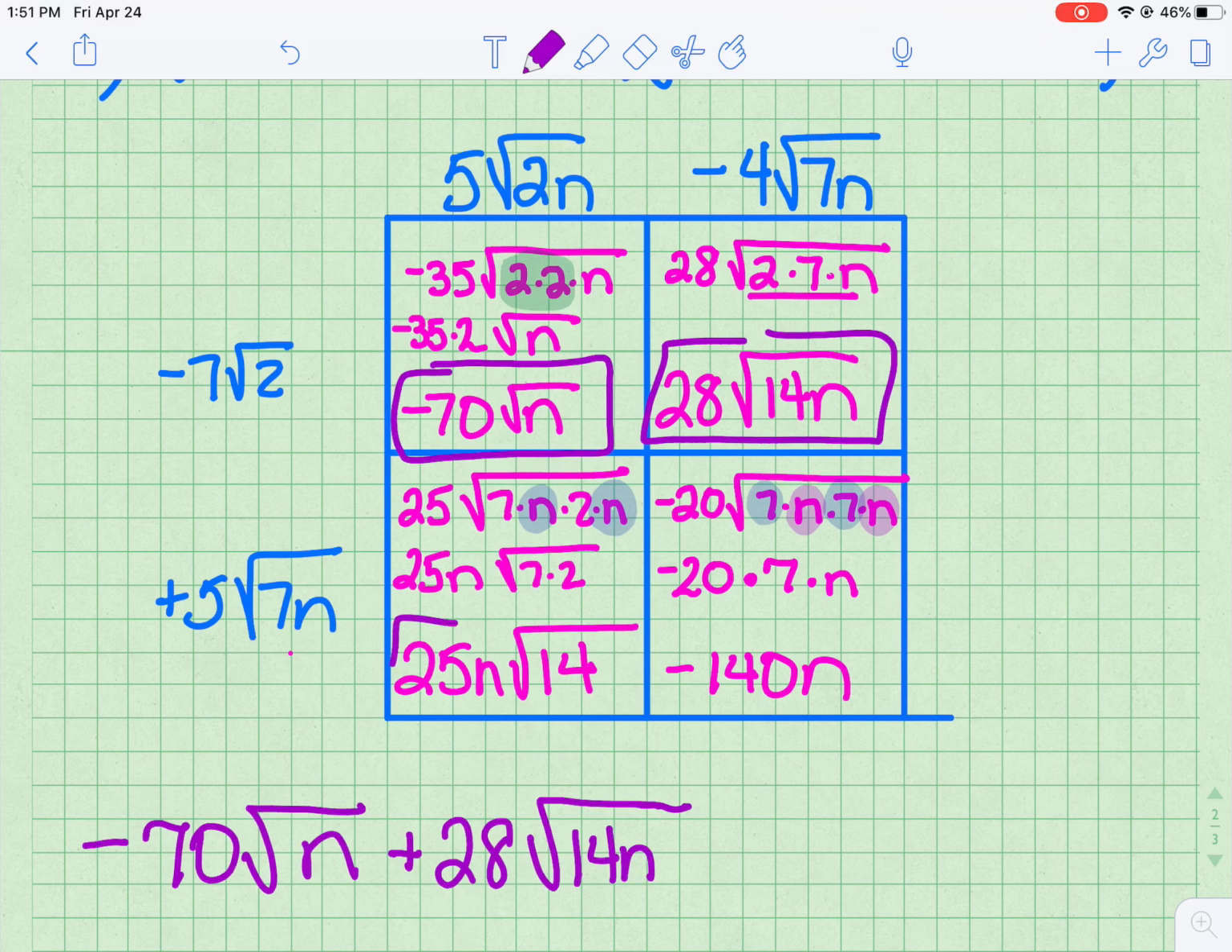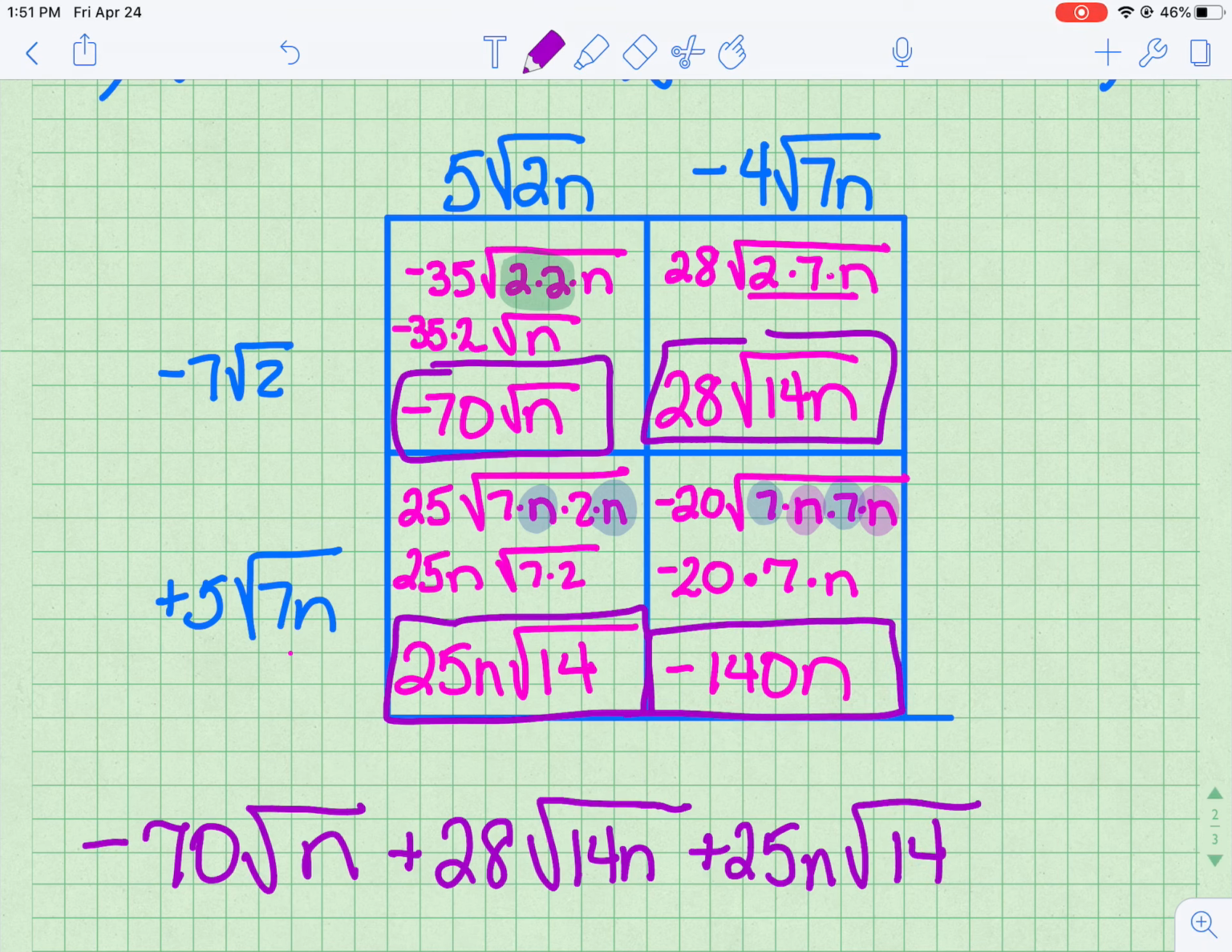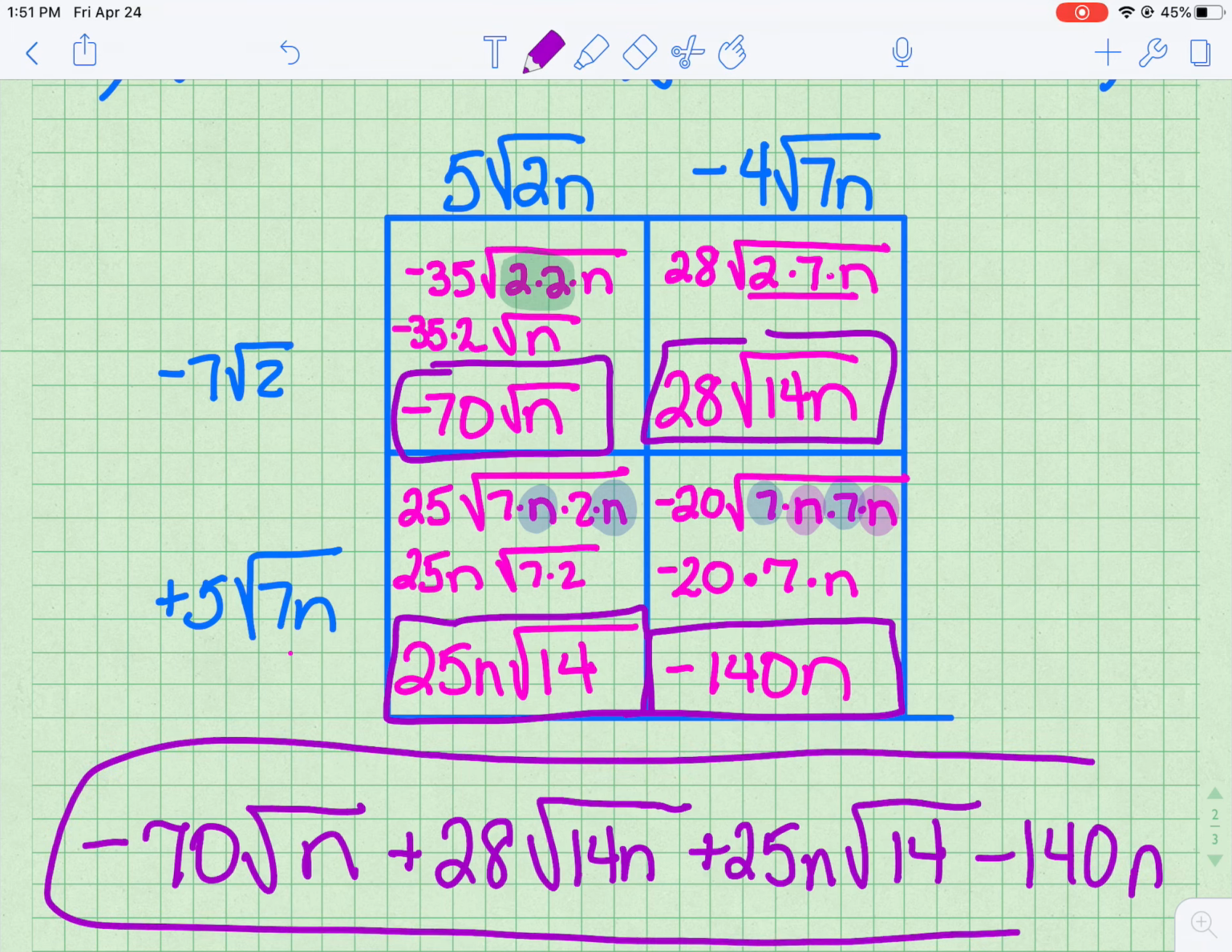Okay, down here, this can't go with anything either. So that's just plus 25n root 14. And then this one here can't go with anything either. So that's negative 140n. So that's my answer. I hate it, but that's the simplified answer. Nothing combined, nothing could go away. And so plus 25n square root of 14.